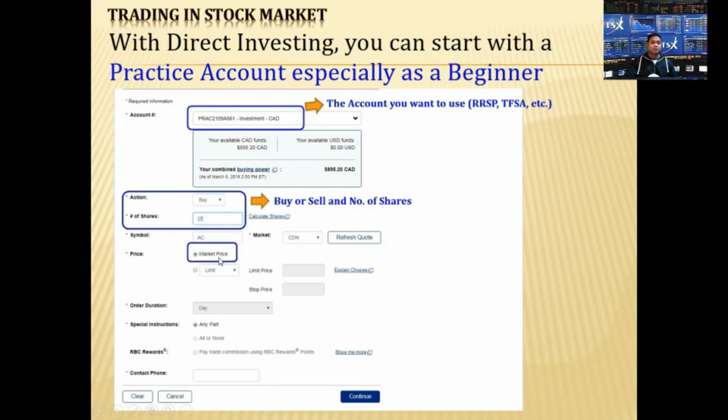Next is what type of order you want. Is it a market order or market price, or limit order, or stop price? And you have to set the restriction of your order. Is it good for the day or good until you cancel it? So once you fill up those, you can press continue.